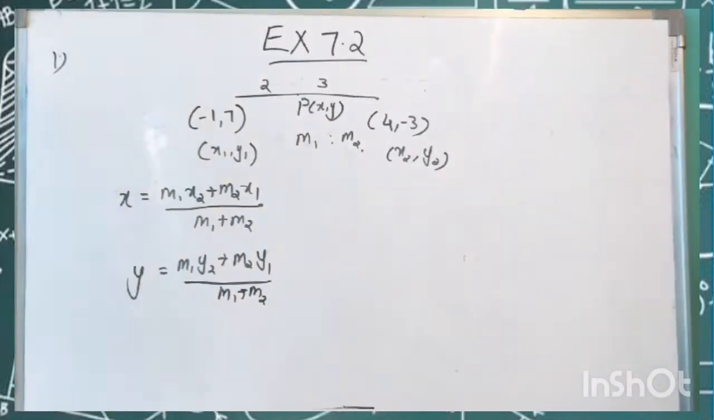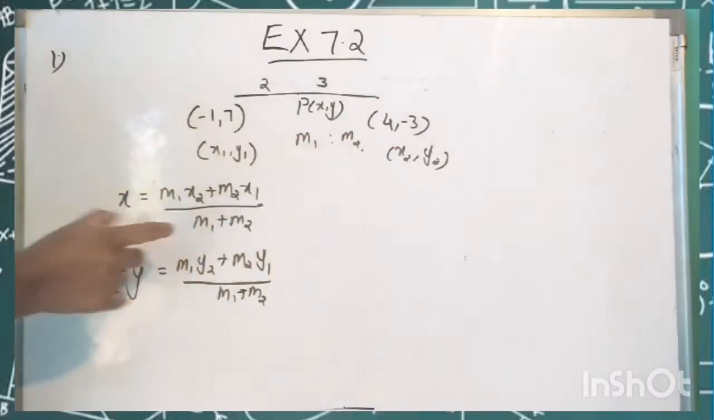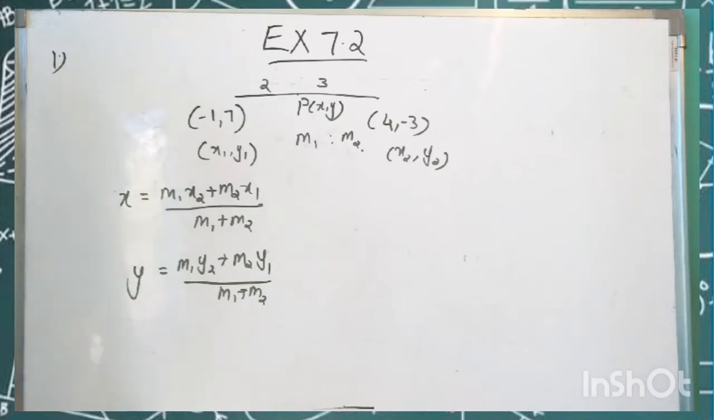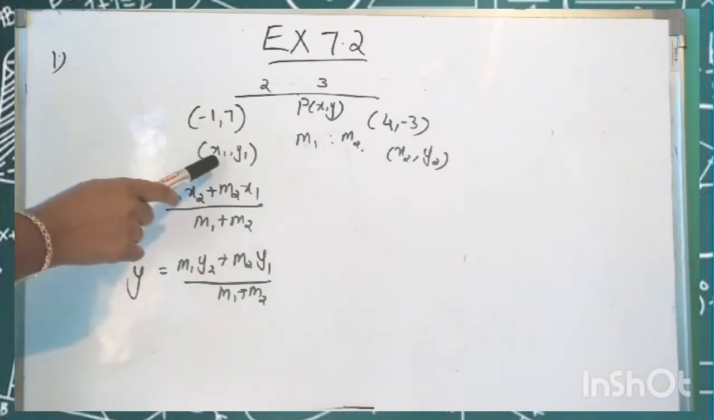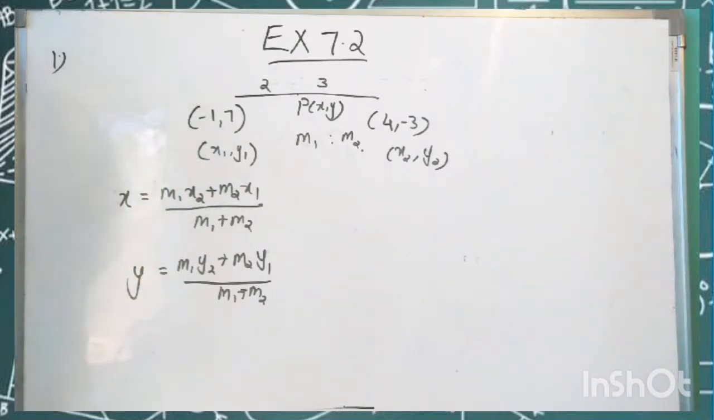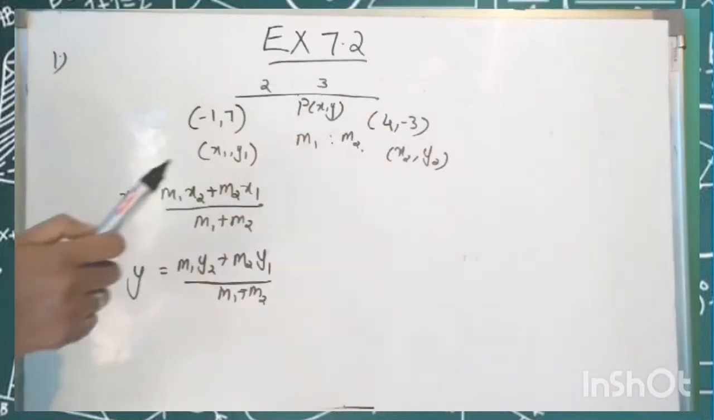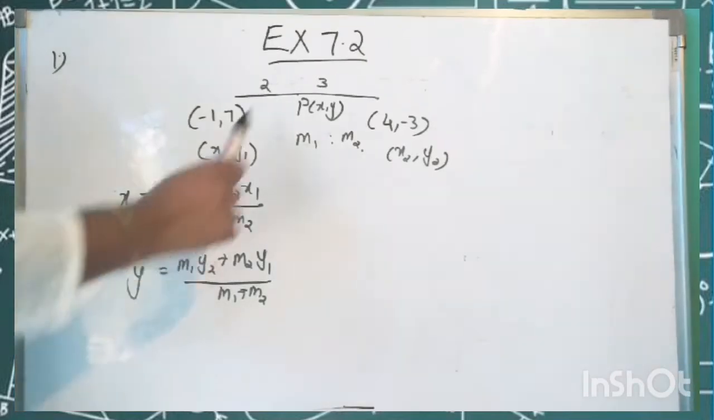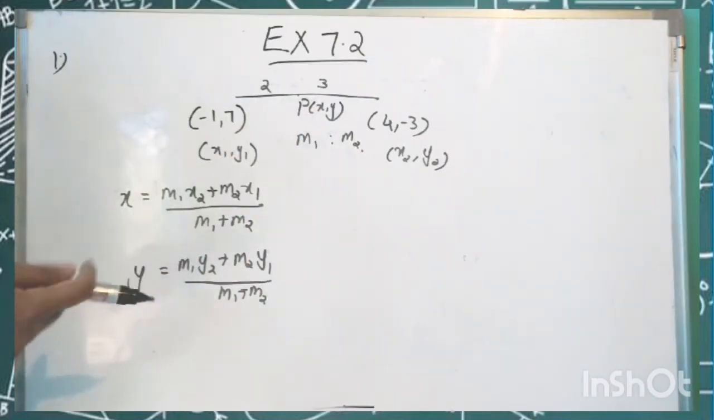Okay. So the coordinates of a point which divides our line in the ratio m1:m2 is x is equal to this one and y is equal to m1 y2 plus m2 y1 divided by m1 plus m2. So instead of x1 comma y1, here we have minus 1 comma 7, x2 comma y2 we have 4 comma minus 3, and m1:m2 we have 2:3. So just substitute those values in this formula.